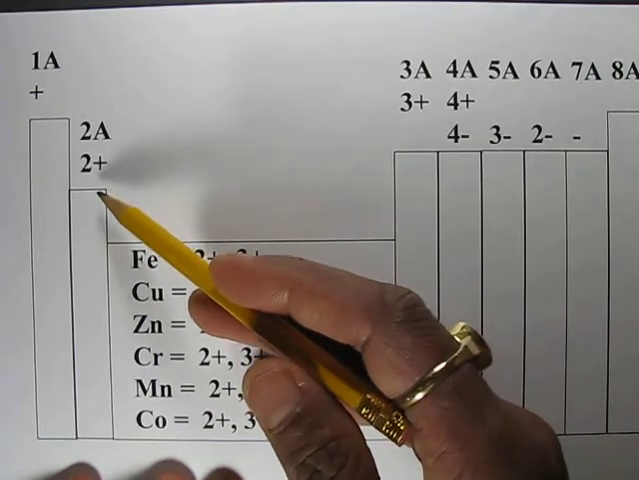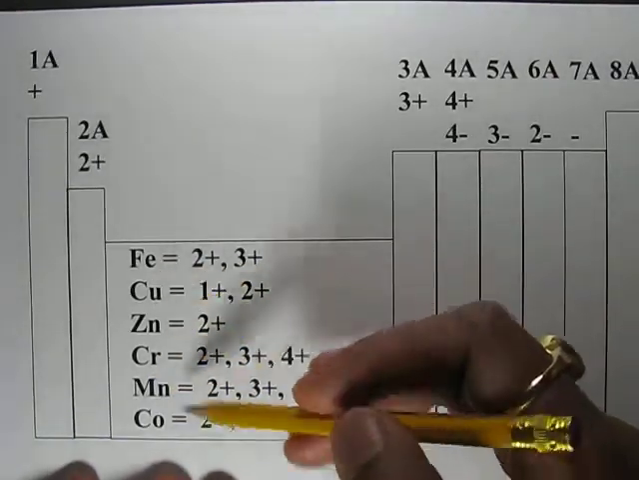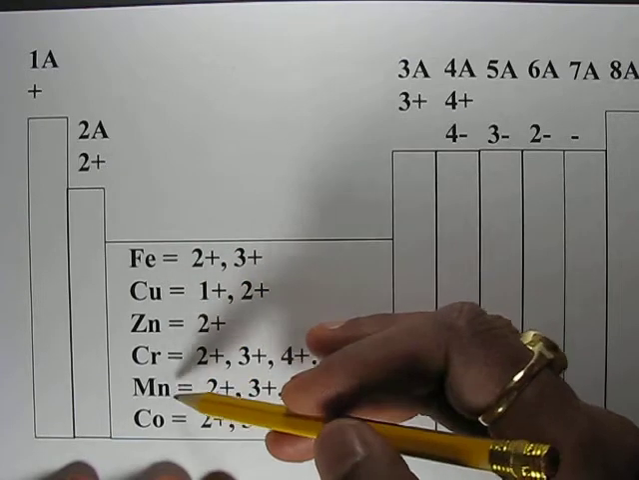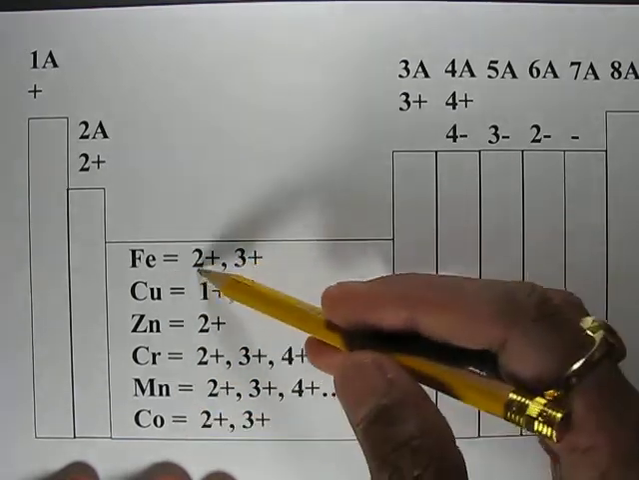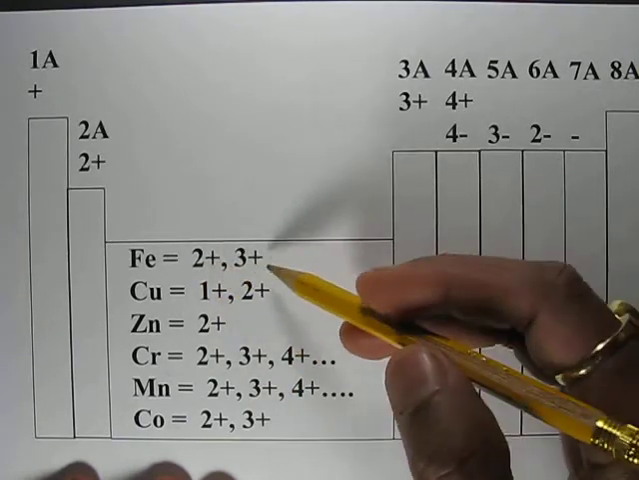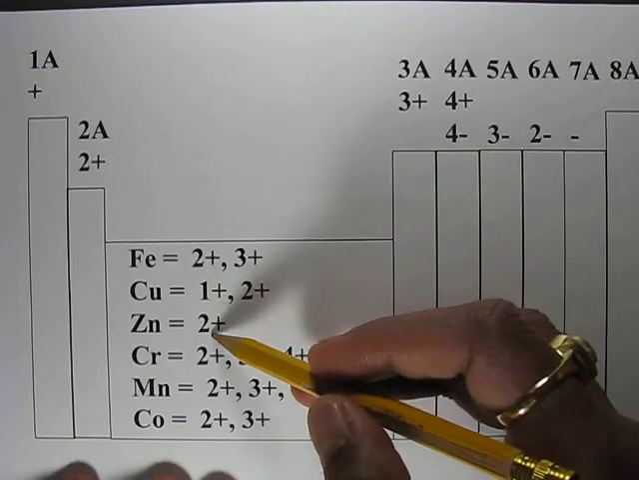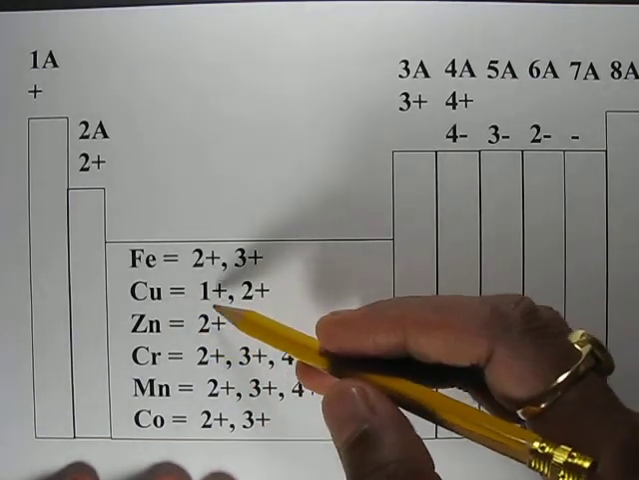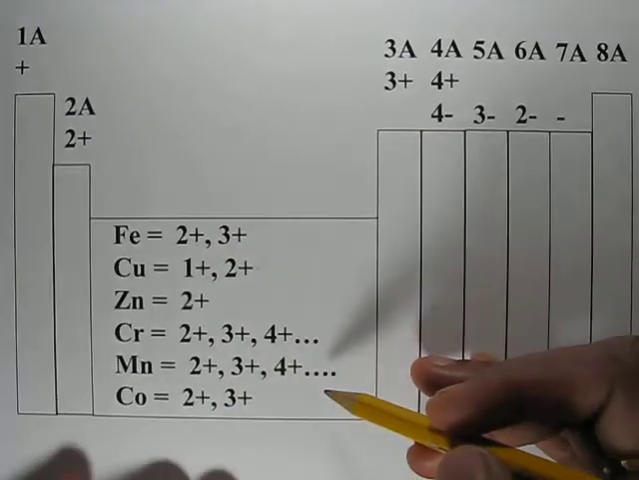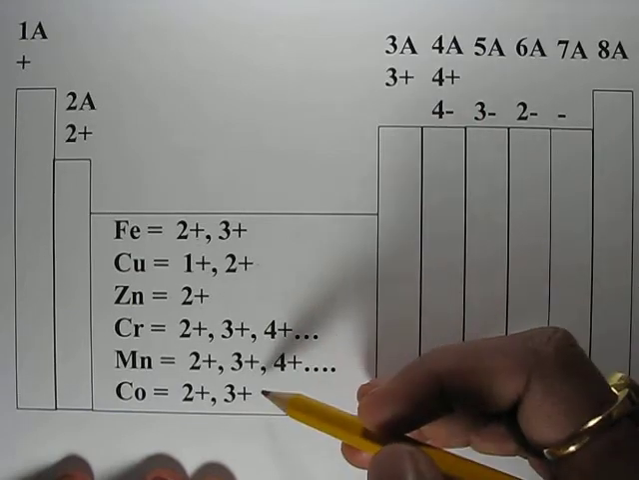basically 2 charges. And then in the center, more commonly we will encounter iron, copper, zinc, chromium, manganese, cobalt. They have various different charges. They can be 2 plus or 3 plus, 1 plus or 2 plus. Copper can exist in 1 plus and 2 plus. Zinc can be 2 plus. Chromium exists in 3 different charges of cations.